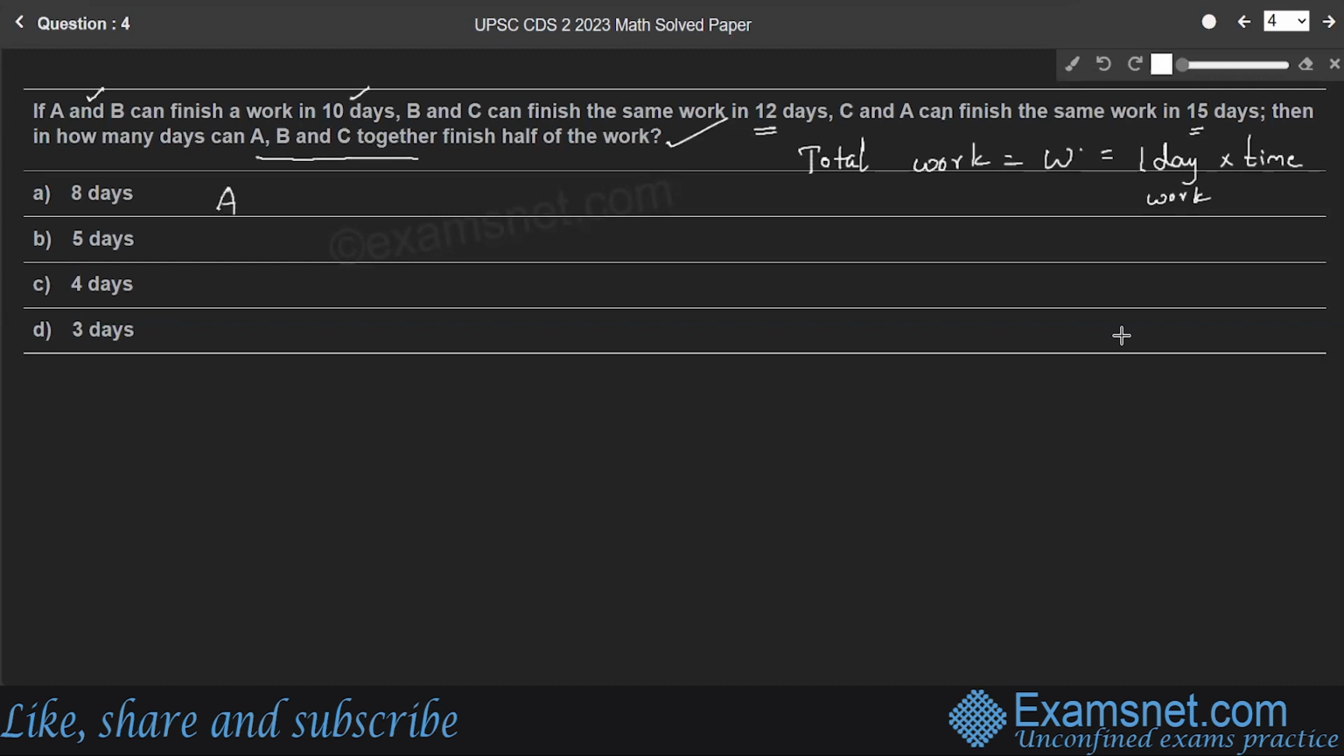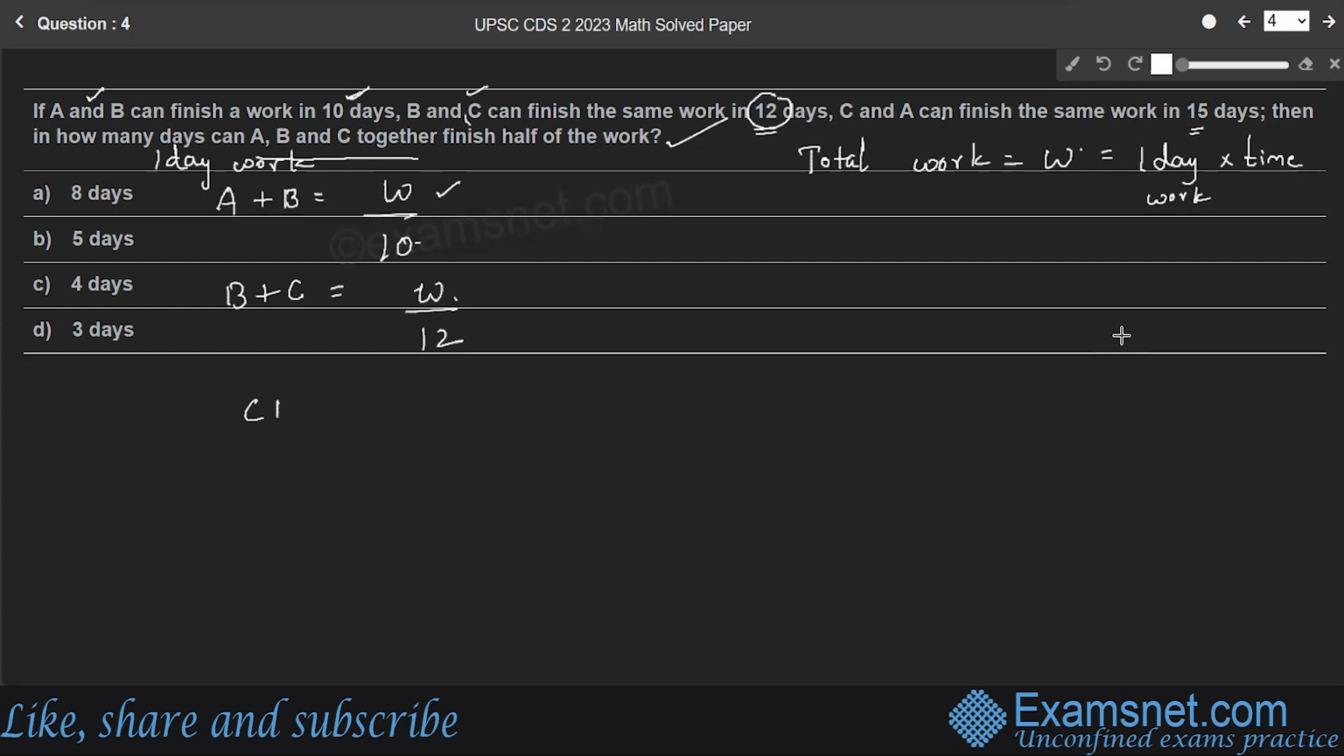So it is given that A and B together can finish the work in 10 days. Therefore, their efficiency, or 1 day work of A and B together, is total work W in how many days? W by 10. Whereas B and C can finish the work in 12 days. To finish this W amount of work, B and C take 12 days of time. Therefore, in 1 day, what amount of work will be done by B and C? It is W by 12.